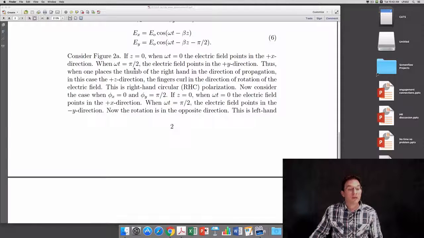When omega t is equal to pi over 2, so we're letting time run a little bit now, for the x component, we have cosine of pi over 2, that is 0. And for the y component, we have cosine of 0, which will be 1. So in this case, when omega t is pi over 2, the electric field points along the plus y direction.